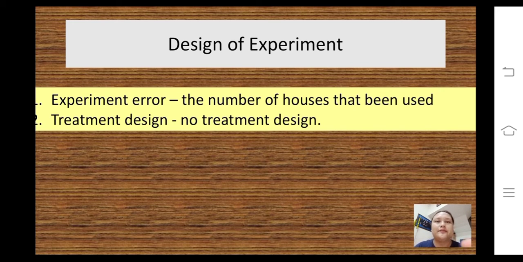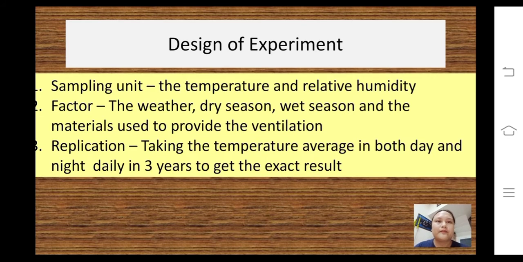Second is replication. The temperature average was taken in both day and night daily in 3 years to get the exact result. For local control is the replication. To increase the precision of the data, the taking of temperature average in both day and night daily will increase the precision and accuracy of the result.